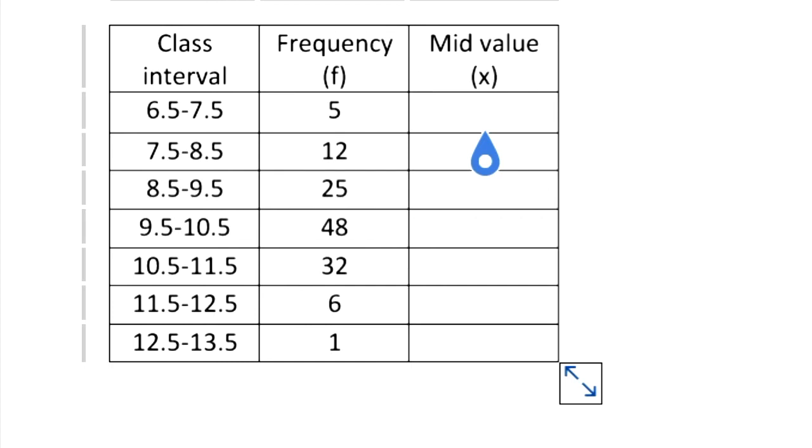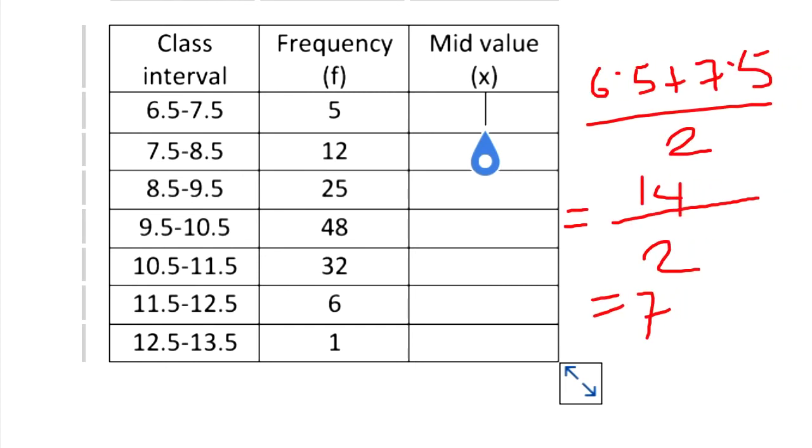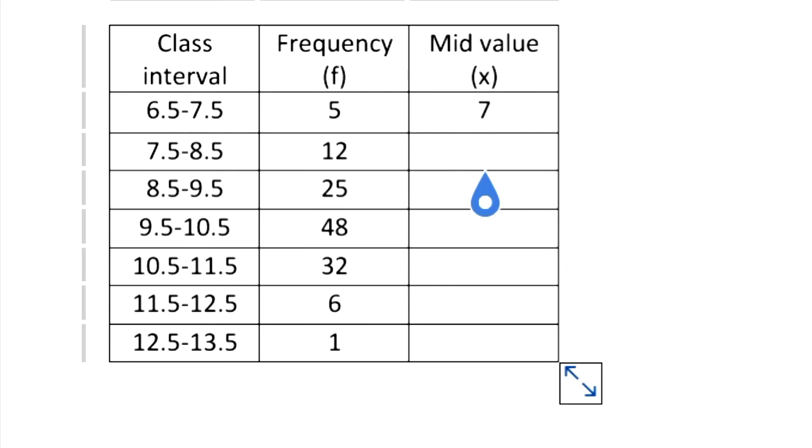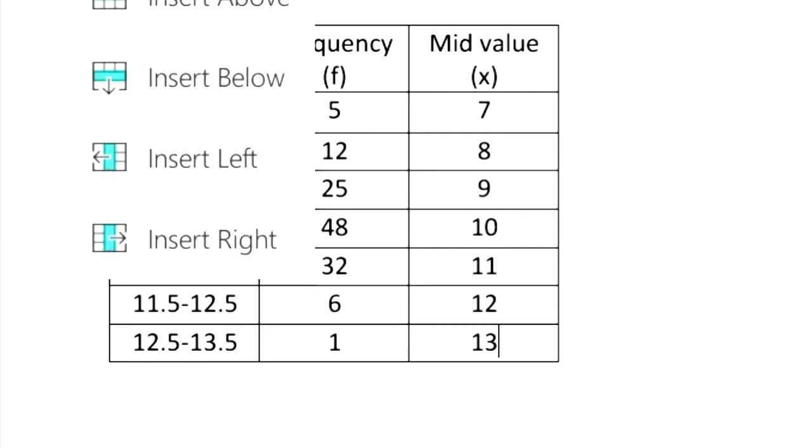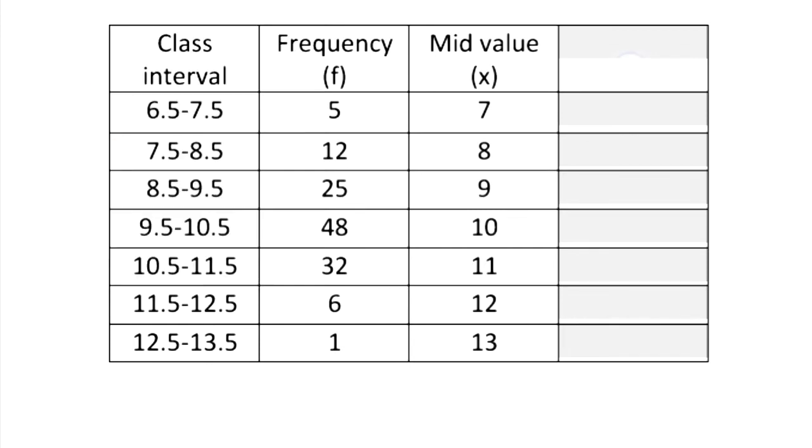The mid value of 6.5 to 7.5 will be 6.5 plus 7.5 divided by 2, and this will give you 7. Likewise, the other mid values will be 8, 9, 10, 11, 12 and 13. We have found the mid values and the frequency values are already given. Now we will find the product of f and x.